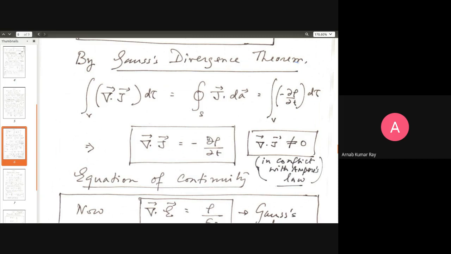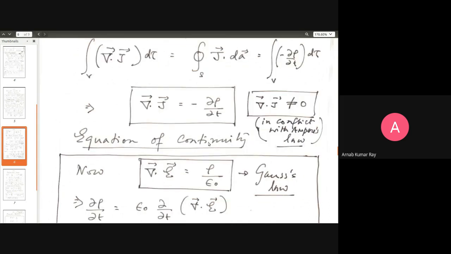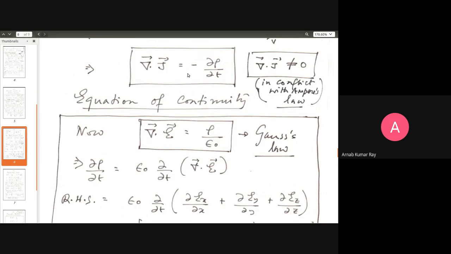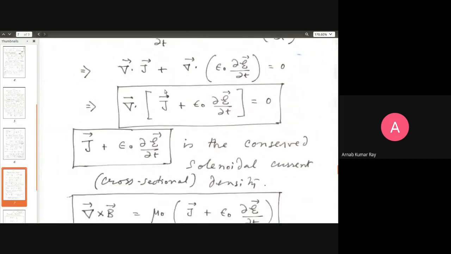Therefore, charge density will become non-zero. The derivative of charge density will become non-zero. Had it been steady, rho would not have had any time dependence. It would have been constant in time, and this derivative would have been 0. But now Maxwell is showing that divergence of J is not equal to 0. So what is equal to 0? Maxwell showed that it is not divergence of J that is equal to 0, but divergence of J plus epsilon naught del del T of the electric field is equal to 0.